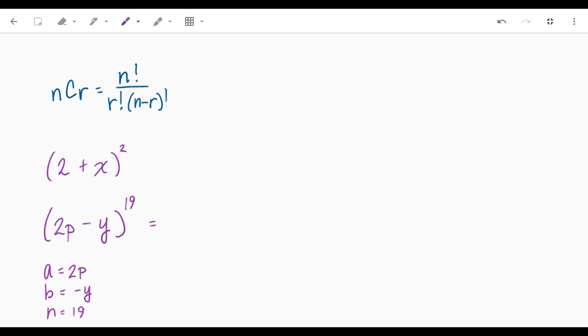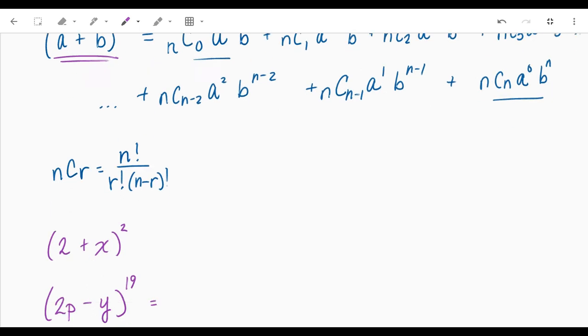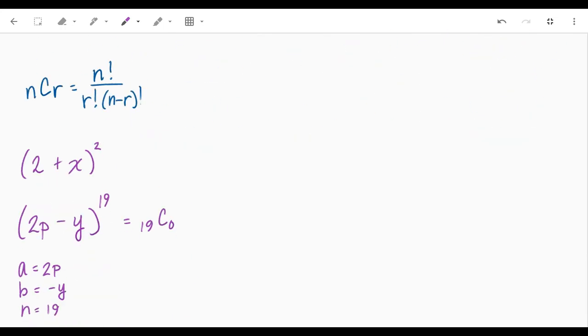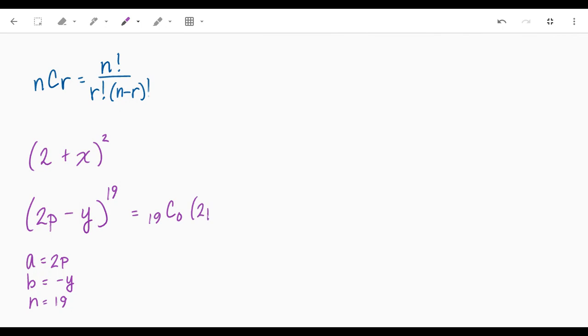So what that would be then is n choose 0, so we would have 19 choose 0 times, if I go back up there, a to the n, b to the 0, so 2p to the 19, negative y to the 0, plus, and then we just follow this pattern. We're not going to do the whole thing, but then we have 19 choose 1, 2p to the 18, negative y to the 1. See, it's a lot easier once you actually have numbers to work with.